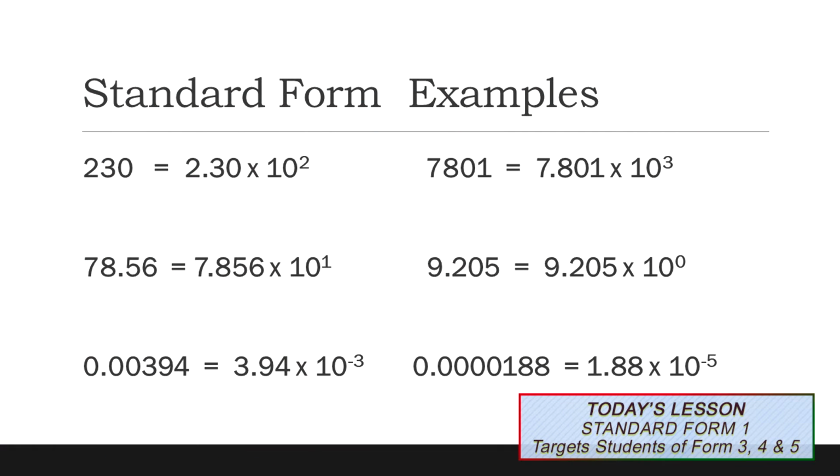And if you look at the last example, 0.0000188, that is equal to 1.88 multiplied by 10 to the negative 5. How did we get the negative 5? By moving the point 1, 2, 3, 4 zeros, and then it's going to fall between the 1 and the 8. That would give us 5 places to the right. That's how we get the negative 5.